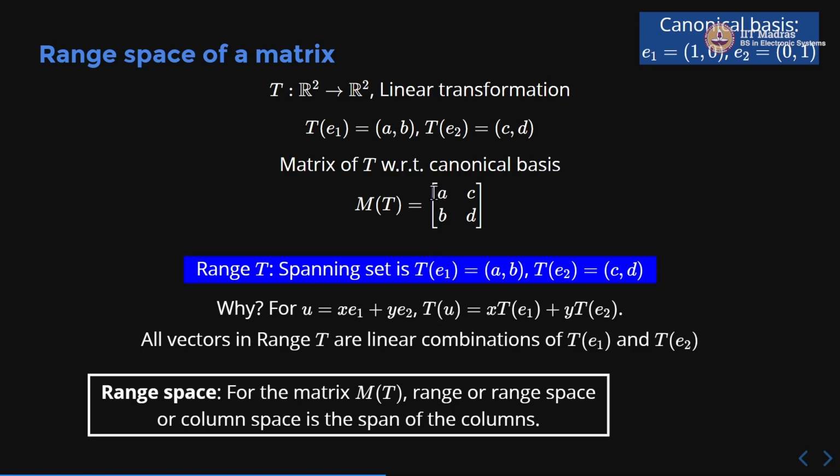Now T of e1 is represented by this column (a, b), and T of e2 is represented by this column (c, d). So you can think of all the linear combinations of the columns as being the column space. It's the span of the columns of a matrix representing the linear transformation. So all these things are one and the same: range space, column space. Clearly the column space represents the range of T. So if you find the dimension of the column space, you have found the dimension of the range of T. Same thing with the basis: if you find a basis for the column space, you have found a basis for range T.